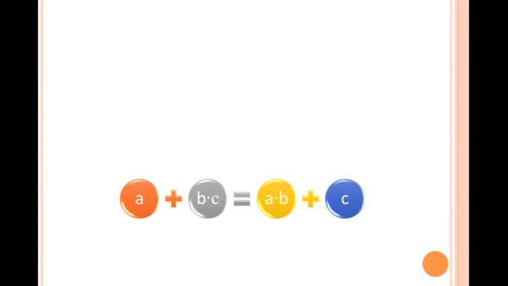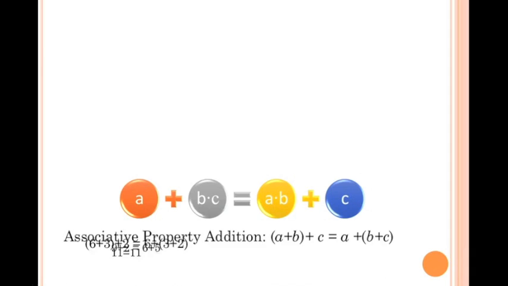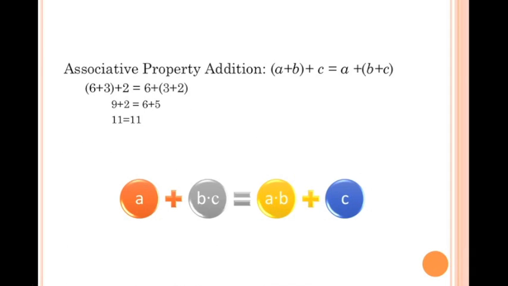The associative property states that if a, b, and c represent real numbers, then the sum of a plus b, plus c also equals a plus the sum of b plus c. In our example, we see that (6 plus 3) plus 2 equals 6 plus (3 plus 2). When we solve the problem, we get 9 plus 2 equals 6 plus 5, and both sides of the equation equal 11.